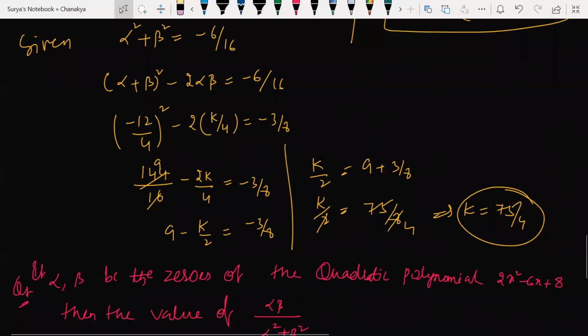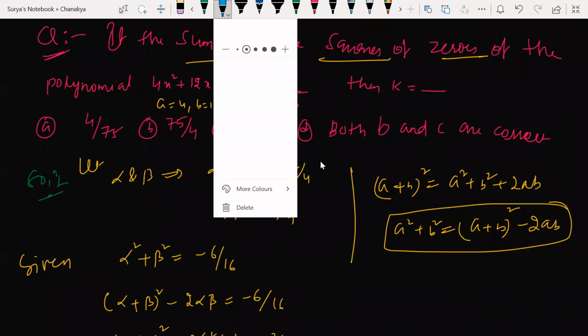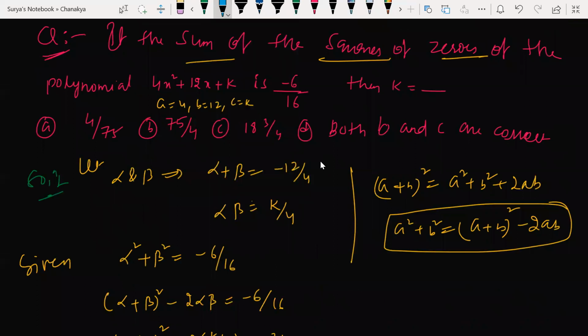Look at this. Very brilliant question. For your standard, this type of questions only you guys have to solve. Your textbook questions would be somewhat simple. Look at this here. Sum of the squares of the zeros of this polynomial. I do not know what the zeros are, so I took the zeros as alpha and beta.